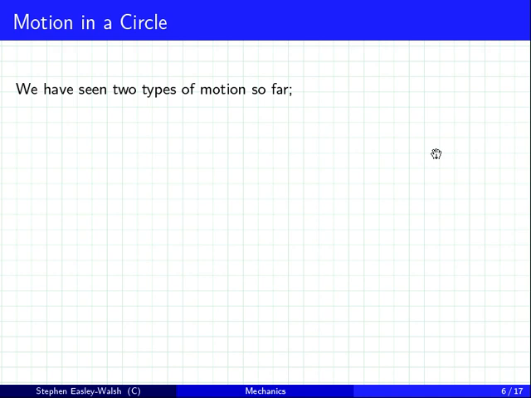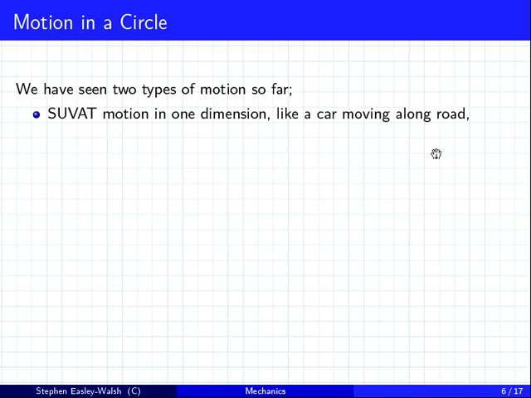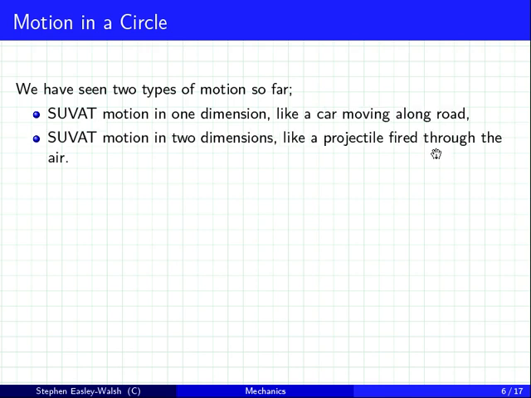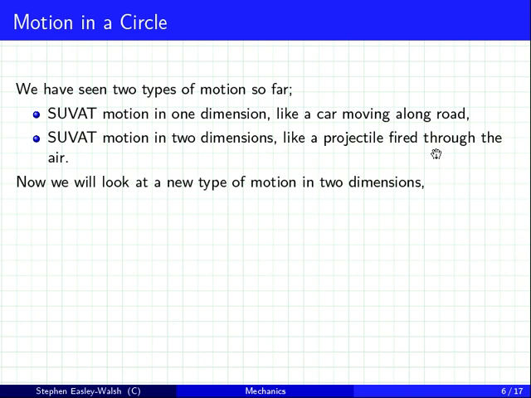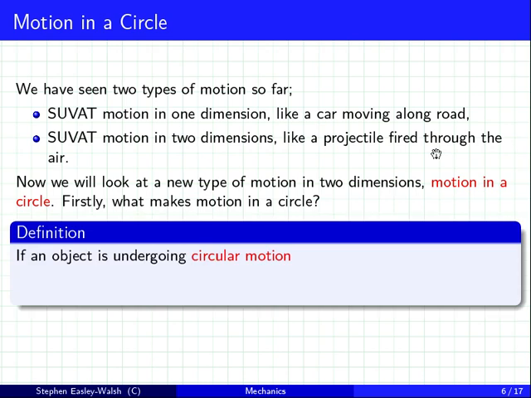Right, so we've seen 2 types of motion so far. The SUVAT motion in 1 dimension and SUVAT motion in 2 dimensions. Now we'll look at a new type of motion in 2 dimensions, motion in a circle. Firstly, what makes motion in a circle? If you have something that's moving in a circle, what's the cause of that? What type of force? Before you write this down, if an object is moving in a circle, then the reason is there's a force acting on it.